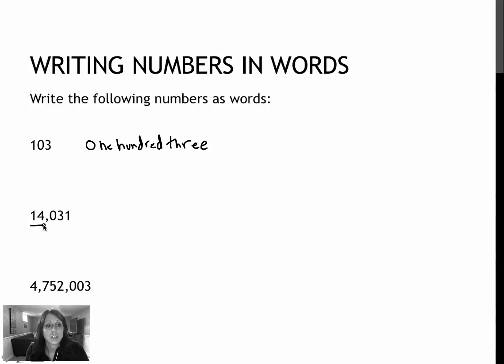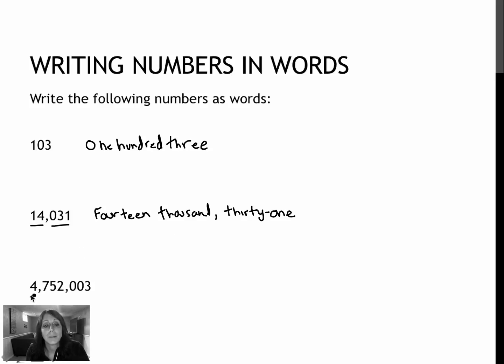For my next question, I've got 2 values that are in the thousands period, and so I'm going to write 14 that is in the thousands place. So 14,000. And then a comma, and then I've got 31 in the ones period, so 14,000, comma, and then 31.